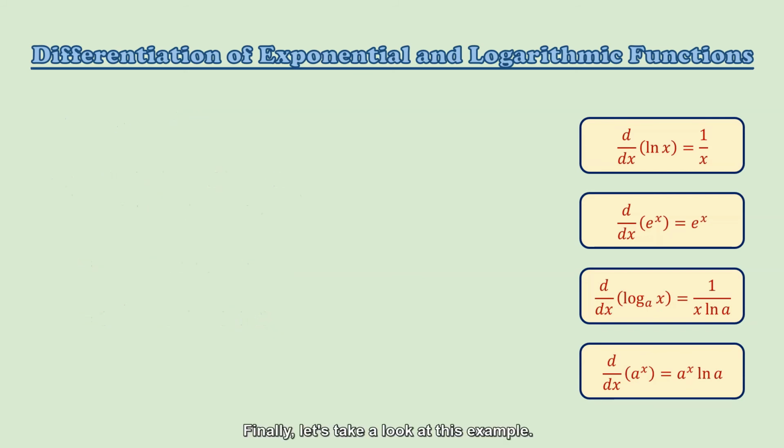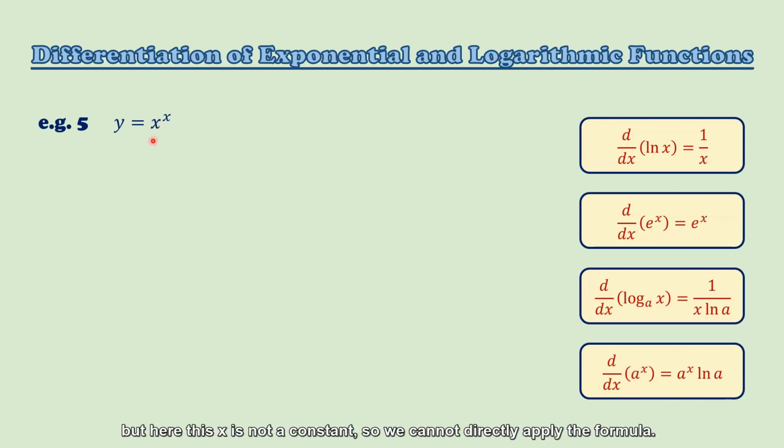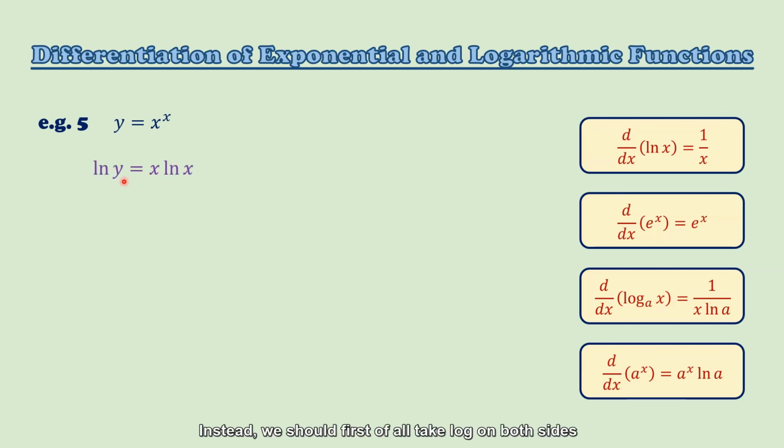Finally, let's take a look at this example. Let's see how we can differentiate x to the power x. Please note that we cannot directly apply this formula, because in this formula, this a is a constant. But here, this x is not a constant, so we cannot directly apply the formula. In fact, in this case, we cannot do differentiation directly. Instead, we should first of all take log on both sides, so that the left-hand side becomes log y, and the right-hand side becomes x log x.